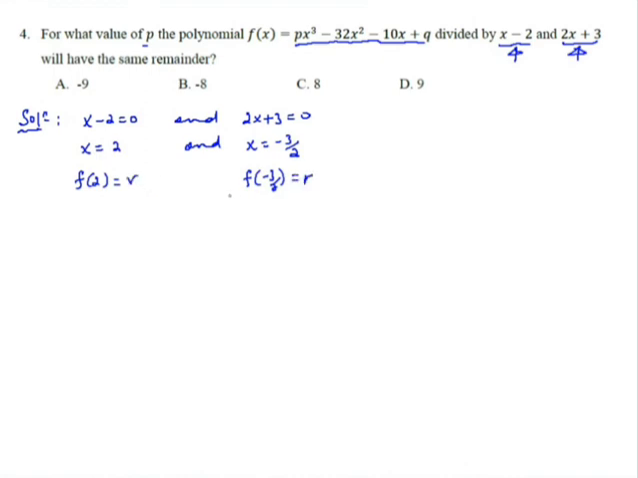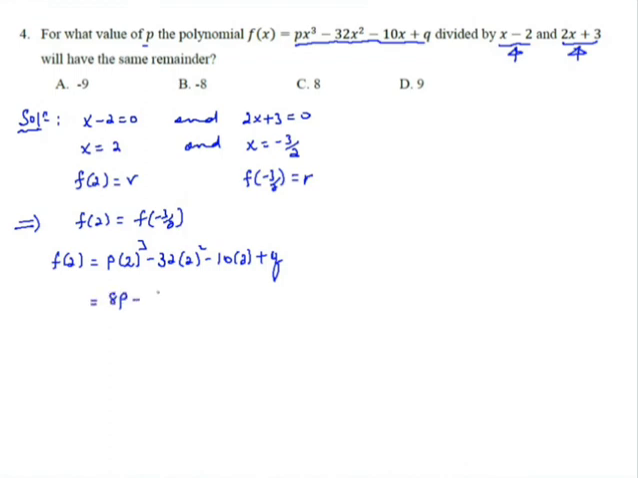So the same remainder የሚኖራቸው p ምን ቢሆን ነው ጥያቄው። So f of 2 and f of minus 3 over 2 must be the same so that they will have the same remainder. So f of 2 ማለት ምን ማለት ነው? f of 2 is p times function ውስጥ 2 እናስገባለን። p times 2 cube minus 32 times 2 square minus 10 times 2 plus q. This is f of 2. ሶ ኤፍ ኦፍ 2 ማለት ምን ይሆናል ማለት ነው?